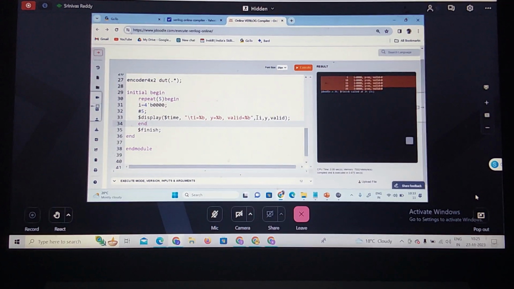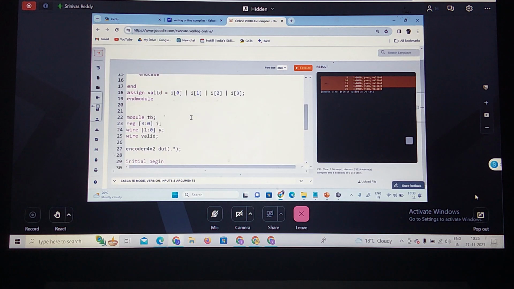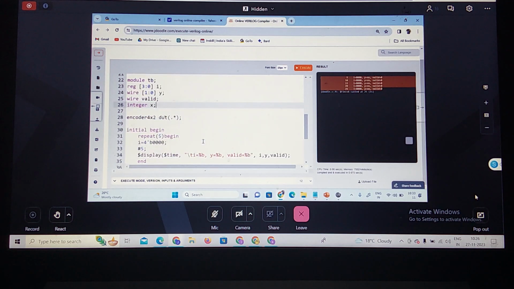Now can you see this output? In this case, it is taking all inputs as 0, 0, 0. When all inputs are 0, it is not a valid encoding, so valid is 0. So Y is encoding as what? X, X. So let us include the seed in this integer X.